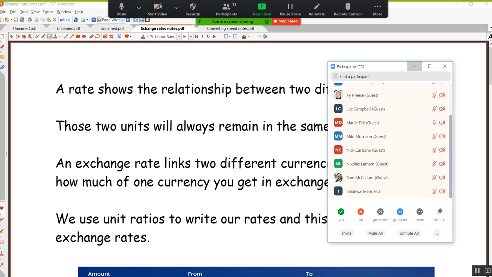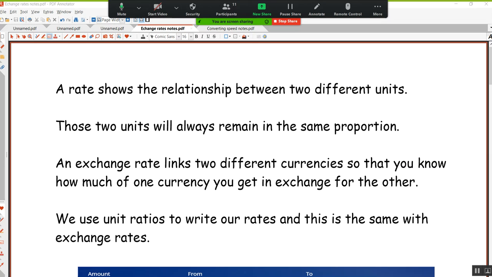So what were the two things? I've got here a rate shows the relationship between two different units. I could say measures. So when we were working on speed, what were the two different measurements or units that we were comparing with each other? So how do we work out speed? What were the two things that we had to use? Say it again.